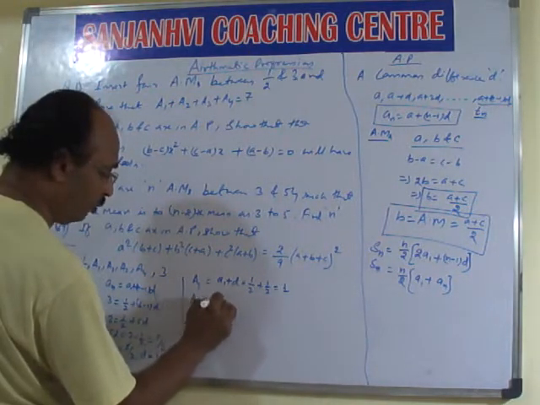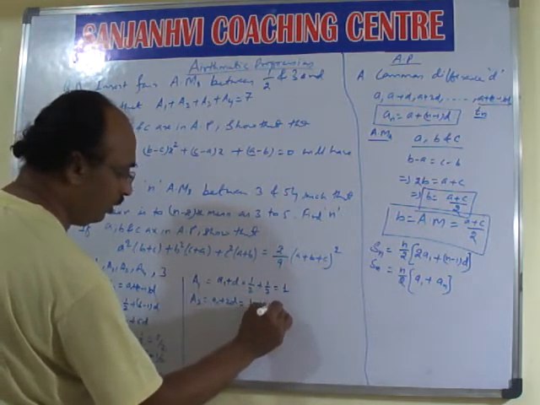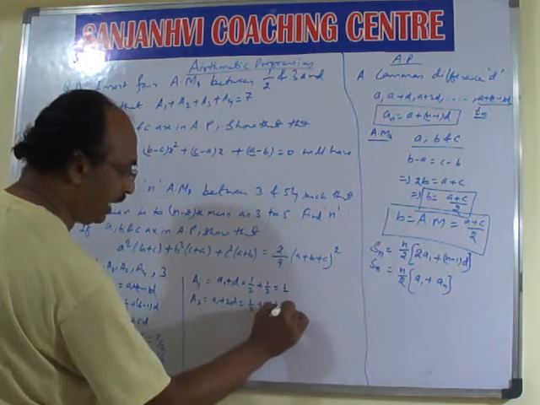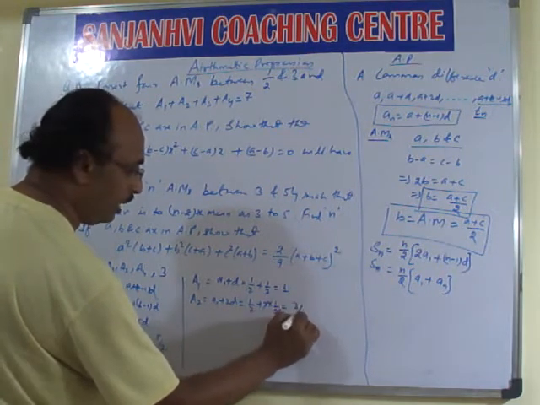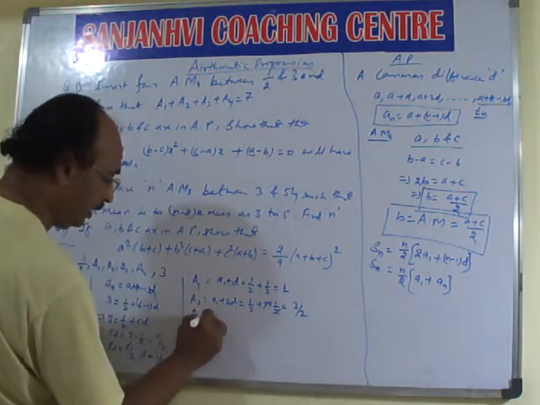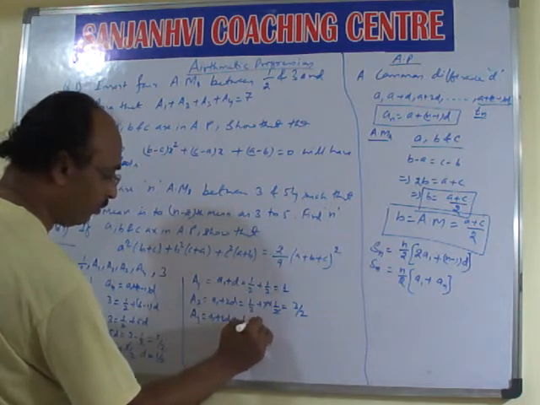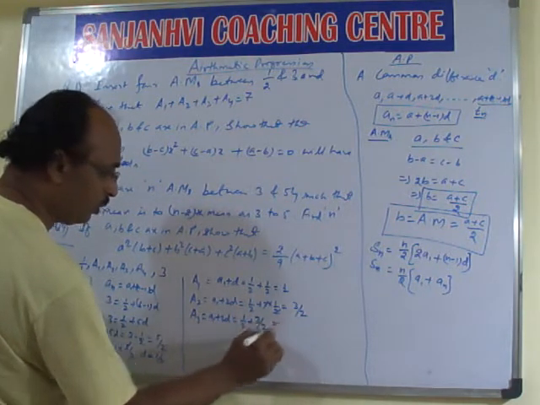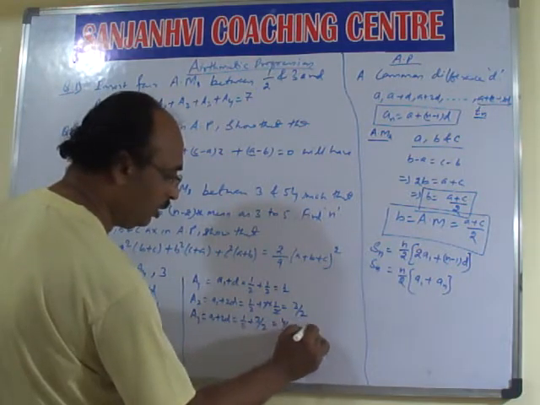Now A2 is equal to A plus 2D. So 1 by 2 plus 2 into 1 by 2. 2 got cancelled, so it is 1 by 2 plus 1. So it will become 3 by 2. Right? Okay. A3 is equal to A plus 3D. So half plus 3 by 2 has given to us 4 by 2, which is 2 only.